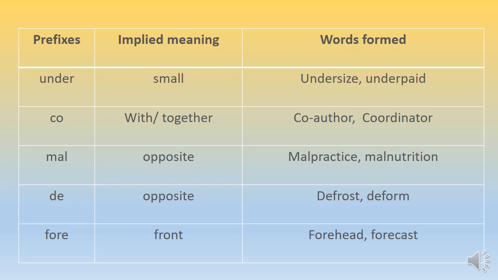De is another prefix, and it means opposite. Defrost, deform, these are words that can be made with the prefix de. Fore is another prefix, which means front. We can make words like forehead, forecast, etc. with the prefix fore. So dear girls, these are the examples of prefixes.